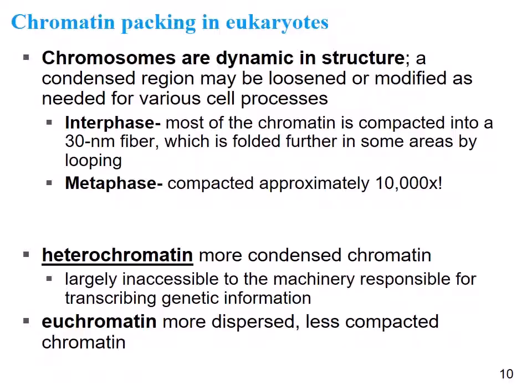So we can describe chromatin as either heterochromatin or euchromatin in interphase. So heterochromatin is going to be more condensed, and if it's more condensed, the kind of metabolic machinery that's responsible for getting the information from that chromosome and producing a protein or transcribing genetic information can't access it because it's so tightly wound up. Euchromatin, on the other hand, is more dispersed and it's less compacted, and so that is the kind of chromatin we can actually access and use to make proteins.